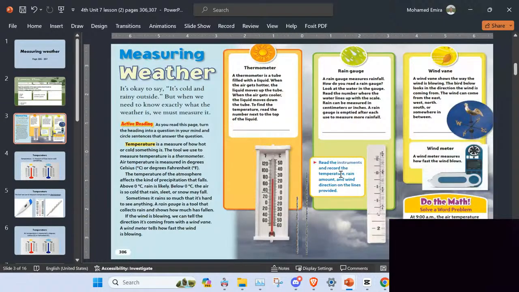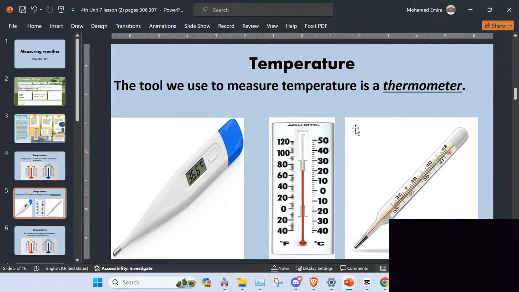Remember that the title, the topic of this presentation, is the tools that we use to measure the weather, whether it's the heat, rain, wind, and so on. The first tool we use is the thermometer. We use the thermometer to measure heat, and it has two scales, degree Fahrenheit and degree Celsius.